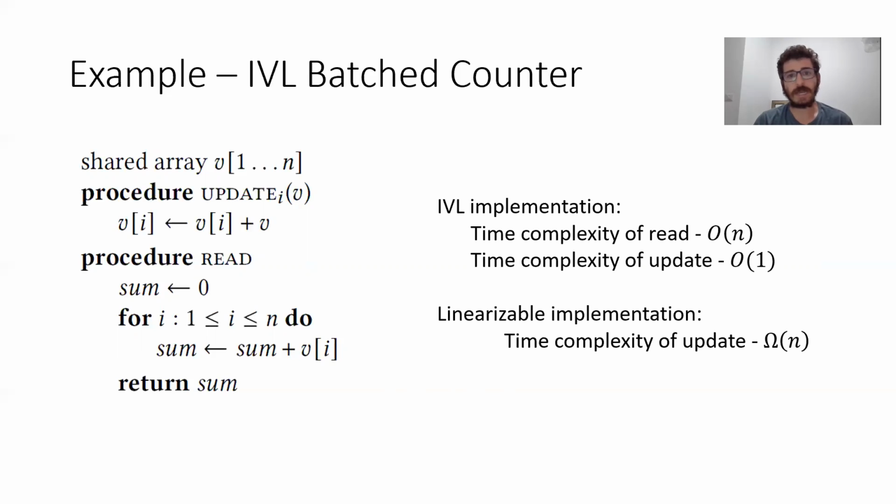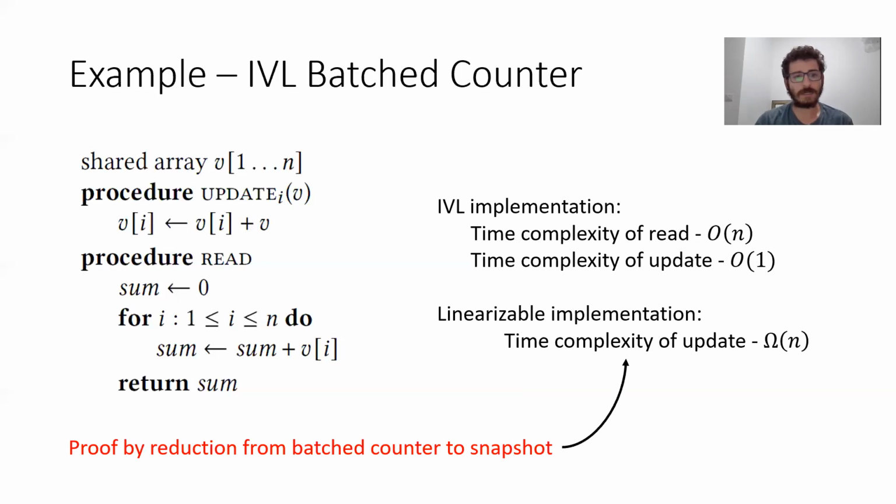If we were to try and implement a linearizable batch counter, we show that the time complexity of the update must be omega n. We show this by presenting a reduction from a batch counter to a snapshot object, showing that a binary snapshot object can be implemented from a batch counter. For a binary snapshot object, we know that there's a lower bound of omega n on the update operation, thus showing a lower bound of omega n on the update of the linearizable batched counter. What this shows is that the IVL implementation is inherently cheaper than any linearizable implementation, showing the strength of IVL.